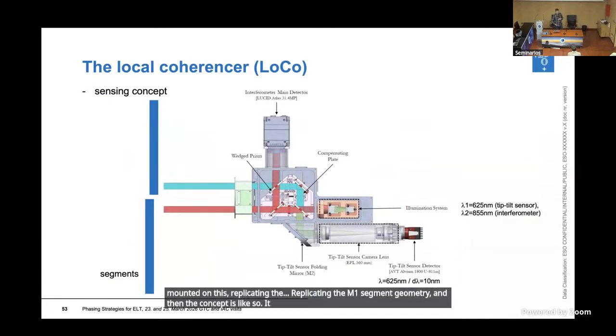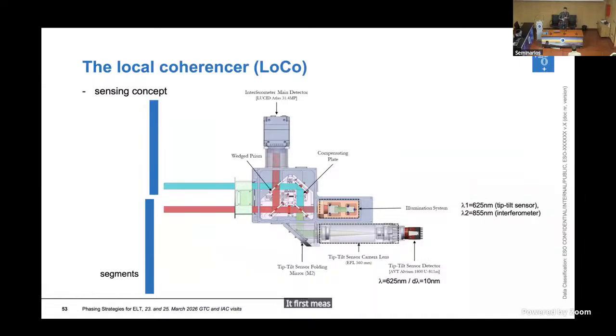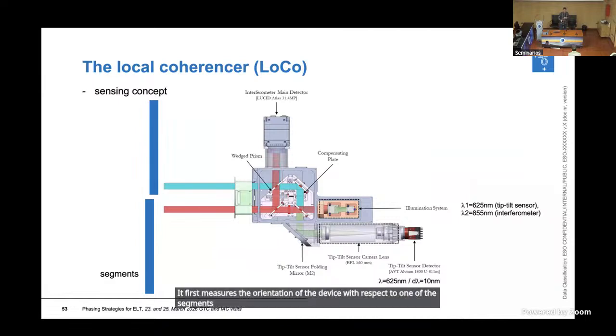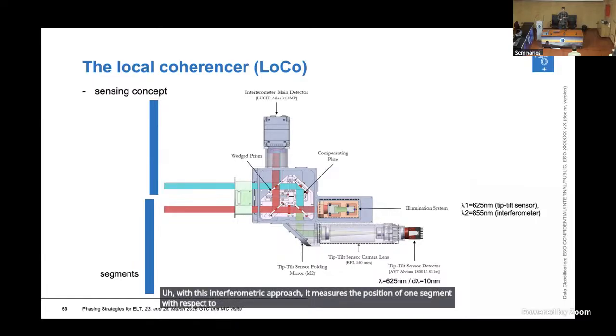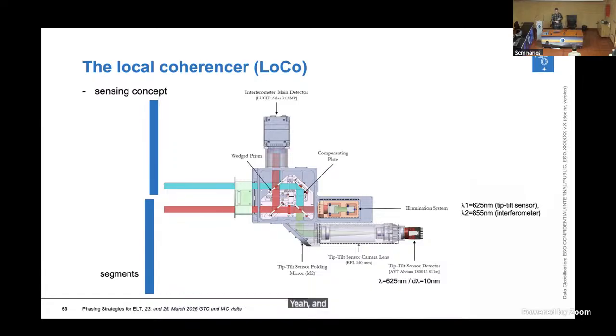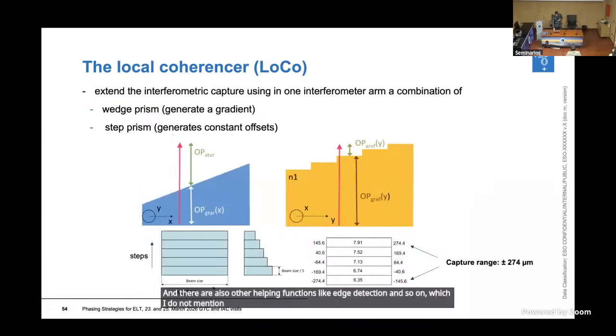And then the concept is like so. It's an interferometric method. It first measures the orientation of the device with respect to one of the segments. This is a pointing camera. And then with an interferometric approach, you see a Michelson interferometer here, it measures the position of one segment with respect to its neighbor segment. And there are also other helping functions like edge detection and so on, which I do not mention here.